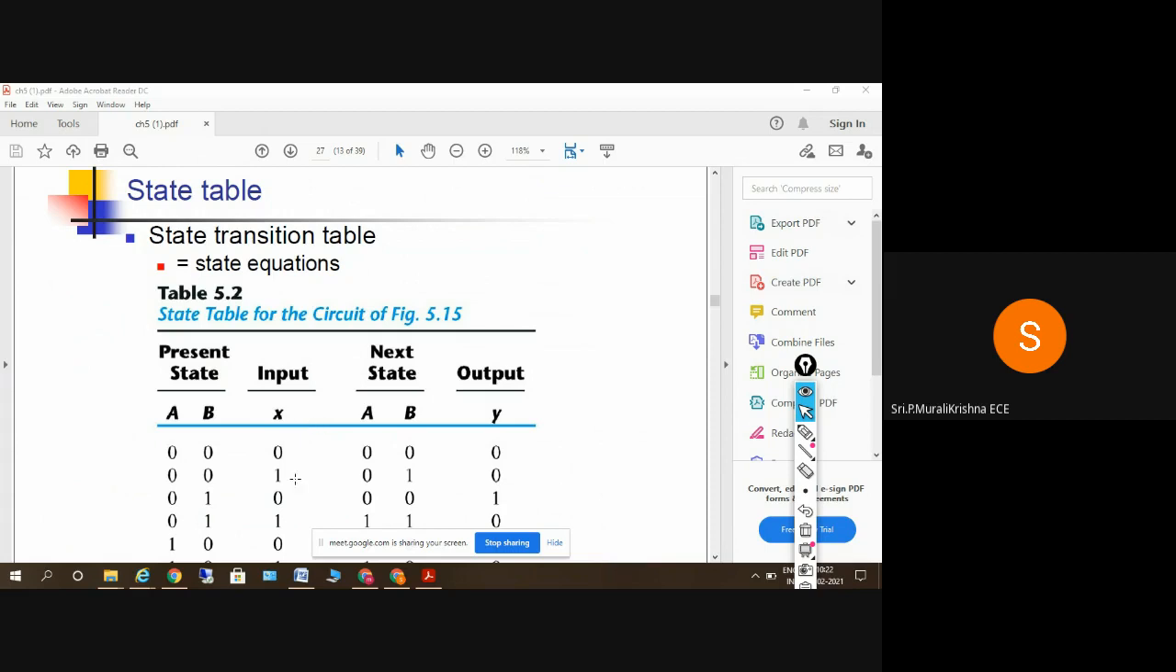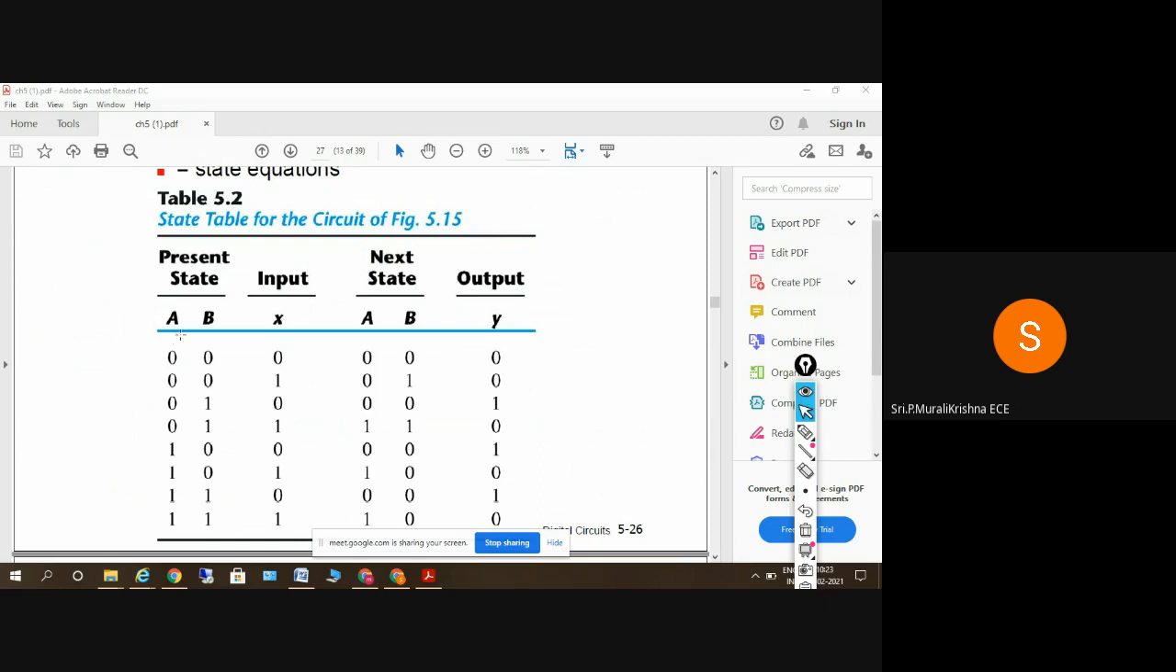So how to draw the state diagram? The state diagram will be like this. Whenever I draw the state diagram, I have to check the present states here. How many present states do we have, how many kinds of states are there? Check the present states. What are the present state values, and what is the maximum number of possible states here? Check the present states here.